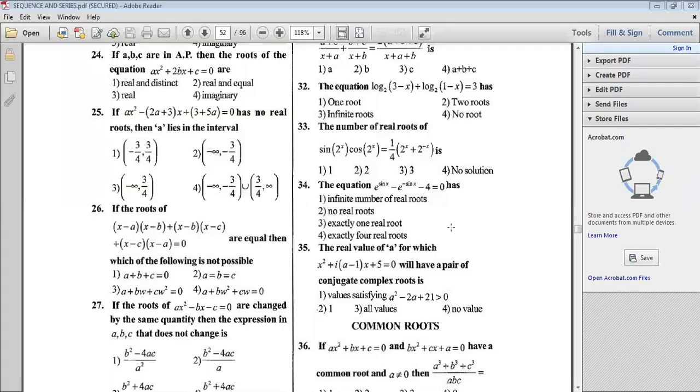Look at the next problem. If the roots of the equation are changed by the same quantity, then the expression in A, B, C that does not change is which of the following? Which quantity does not change even though you change the roots by the same quantity? So first you should understand the problem.